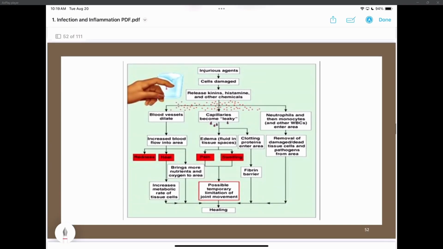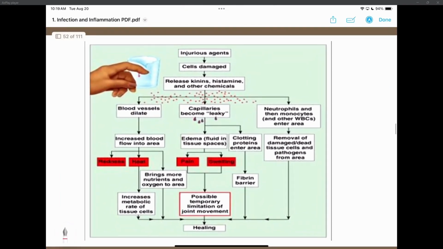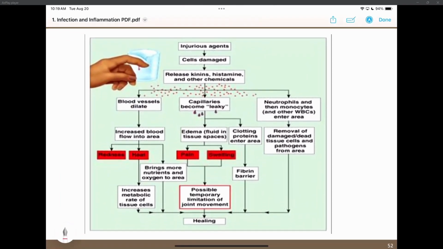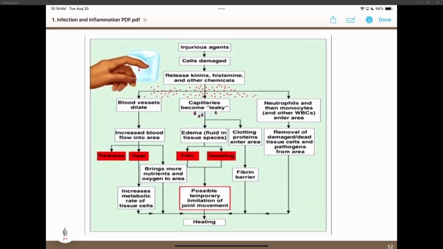Okay, so this is the summary slide, and we'll take a break after this. And it kind of goes through what happens and why we have those cardinal signs of inflammation. So start at the top. We have an injurious agent, cells are damaged. You cut your finger on a glass, so now we have an open wound. We know we release leukotrienes, prostaglandins, histamines, all get released at the site of the injury because now they're exposed to the air, essentially. Now, what do these three things do?